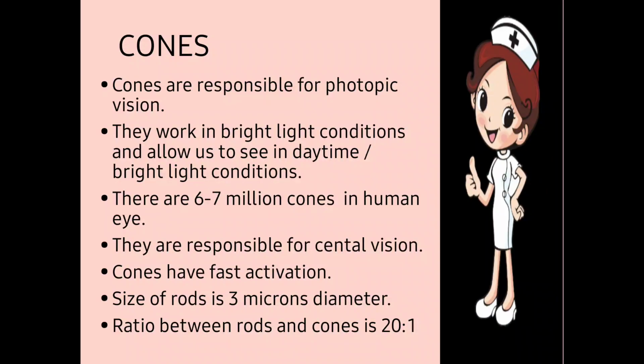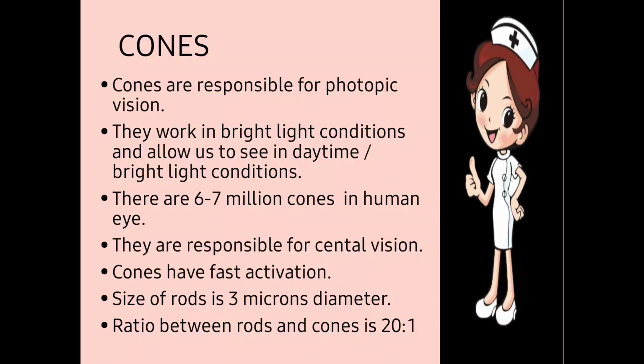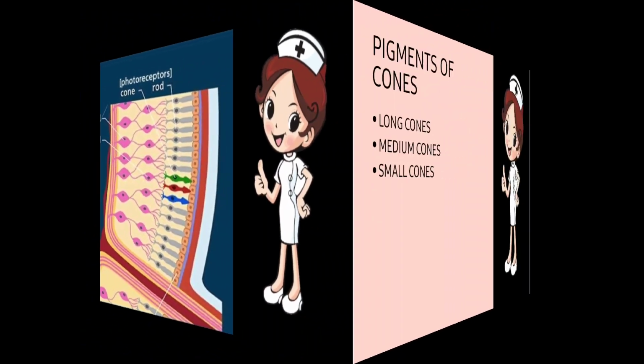They are responsible for central vision. They are present in the center, so they give us the central vision. That is why there is a fast activation, because these are present at the central area. Size of the cone is 3 microns in diameter only. Ratio between rods and cones is 20:1. This means when 20 rod cells are present, only one cone is present. Rods are more in number and cones are fewer in number.